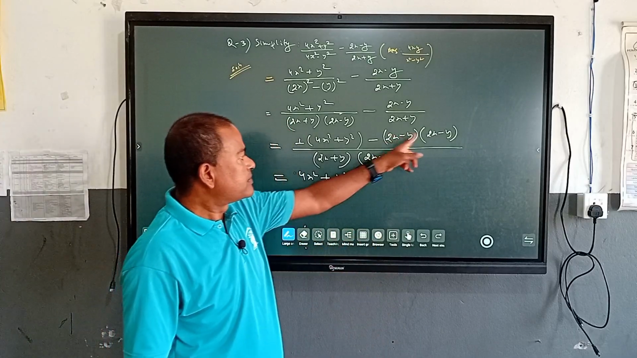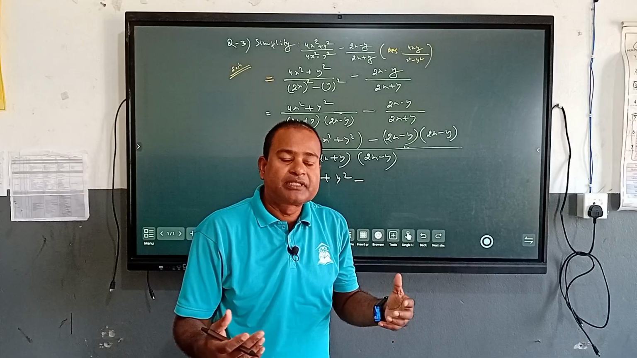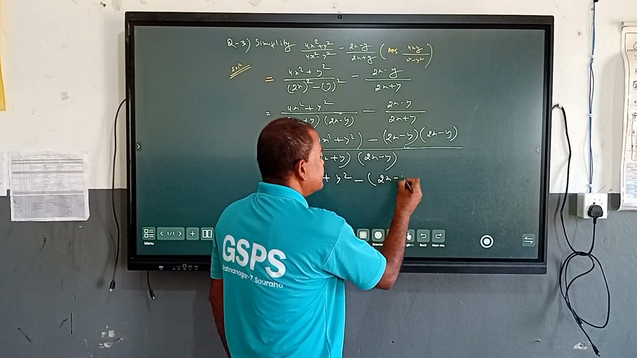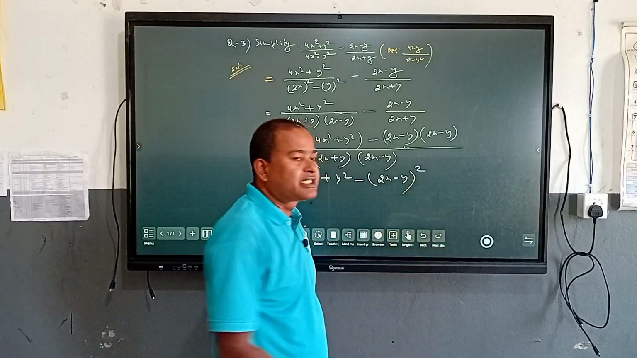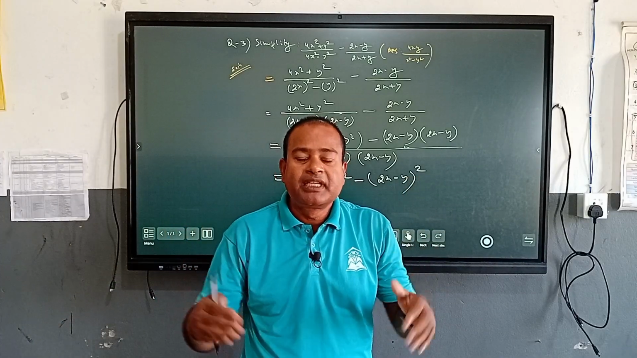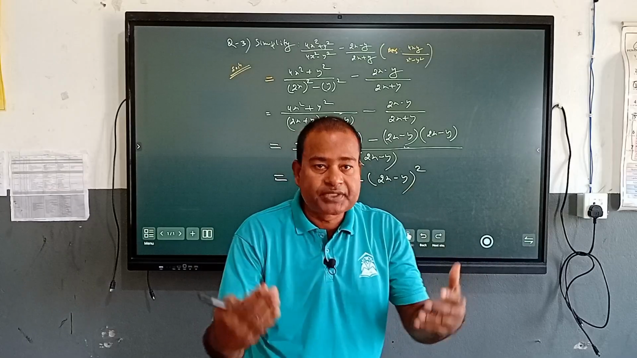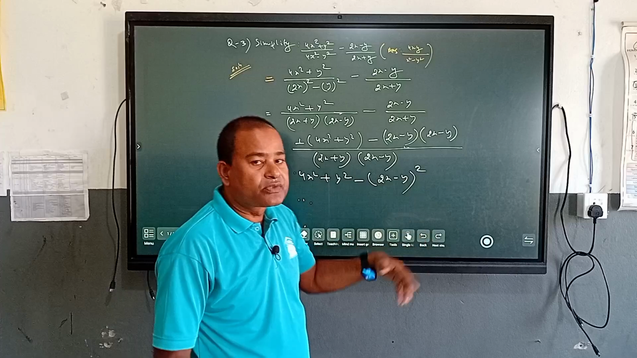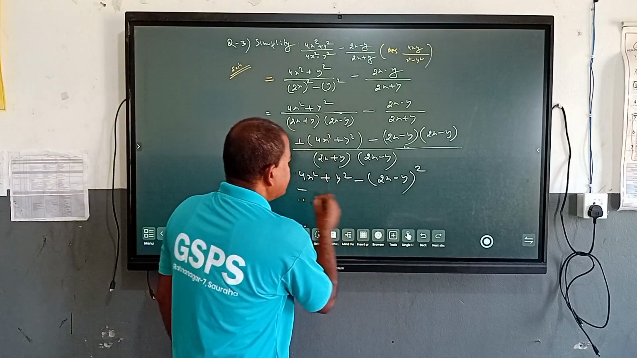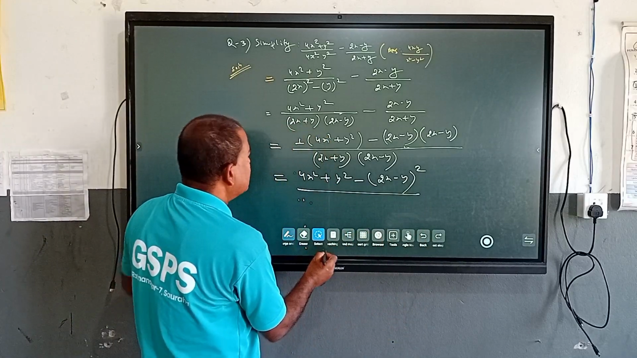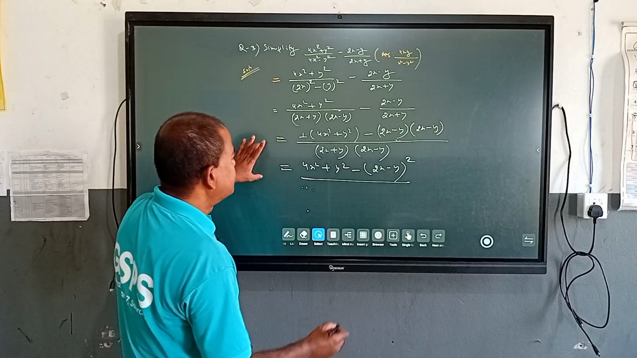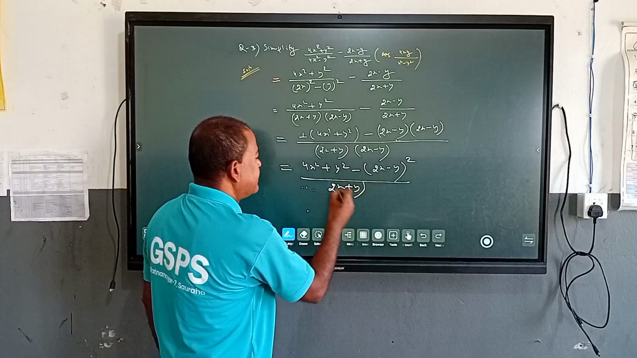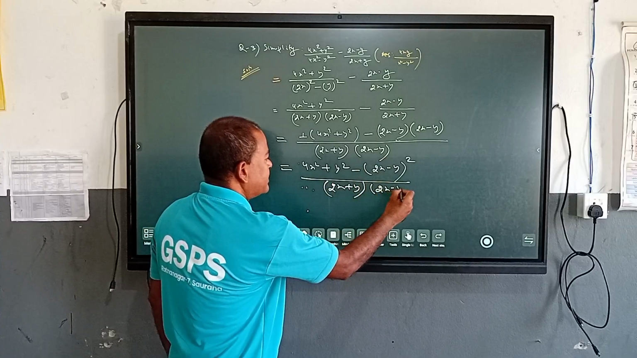Dear students, now 2x minus y and 2x minus y. That means we can write 2x minus y whole square, because we know that a minus b times a minus b is equal to a minus b whole square. So 2x minus y times 2x minus y, we get 2x minus y whole square. Dear students, now let's write down the denominator as it is, 2x plus y, 2x minus y.